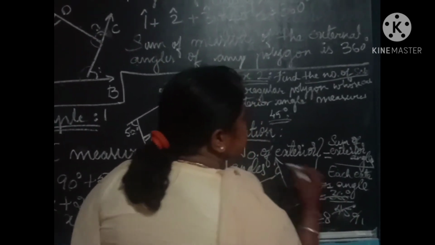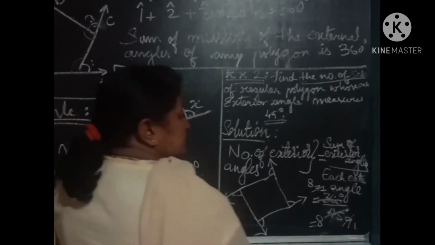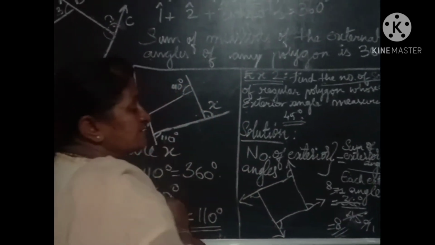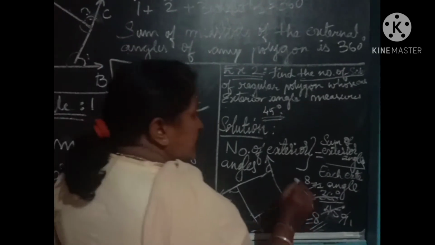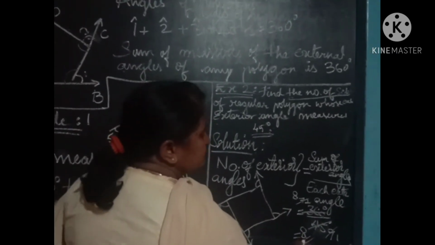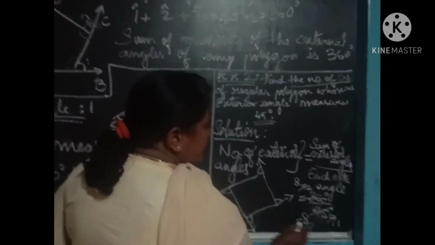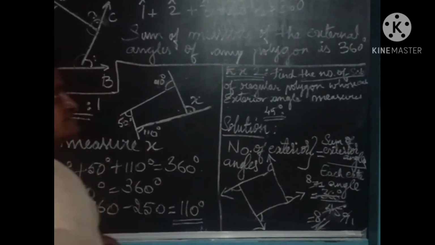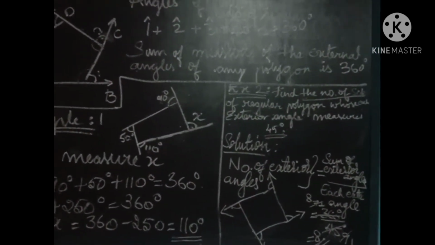8. Okay children? So this 8 is the number of angles, exterior angles, as well as the number of sides. Therefore, the number of sides is 8. This is the answer for example 2.